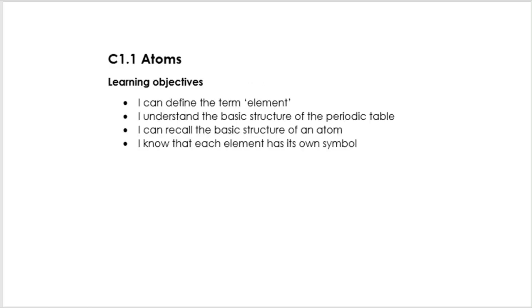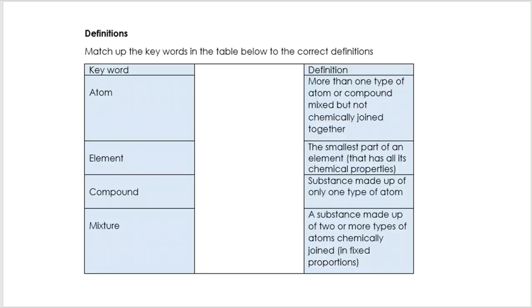Being able to define the term element, understanding the basic structure of the periodic table, knowing the structure of an atom, and recognising that elements have their own symbols, and a little bit about where they come from. But let's start off with the first task. We have got some keywords and some definitions. So let's have a go at matching these up.